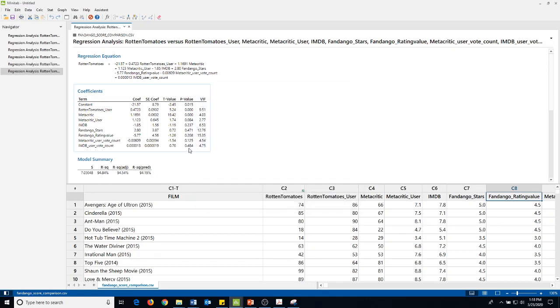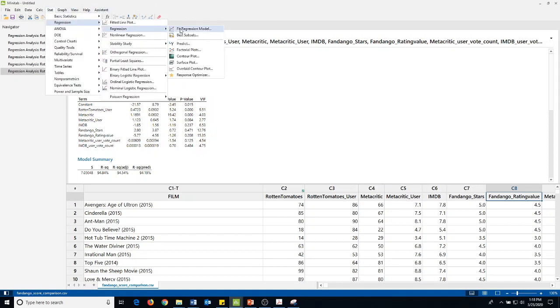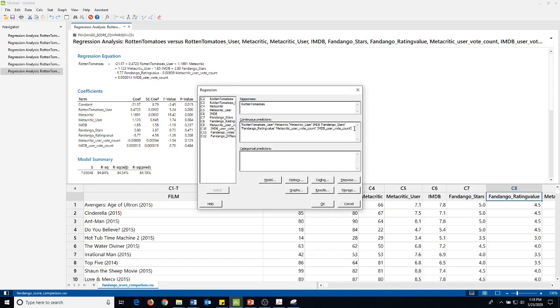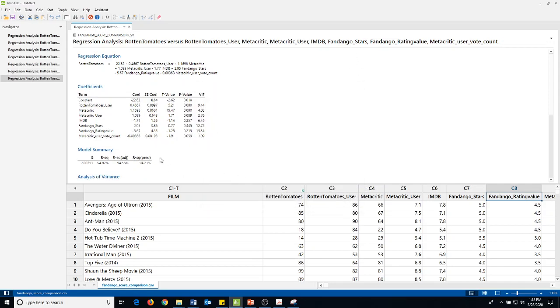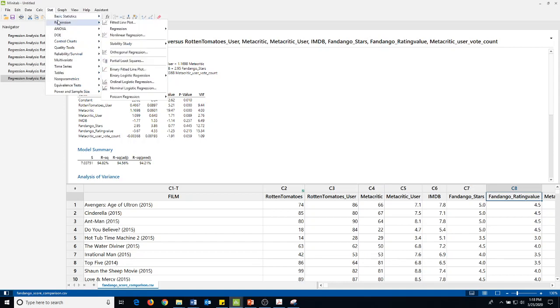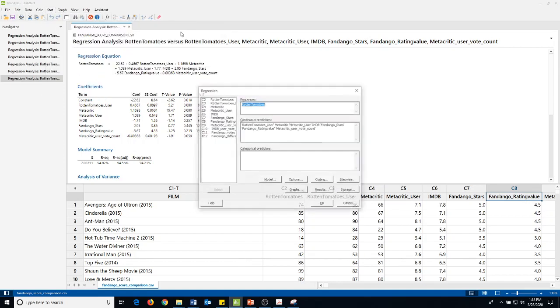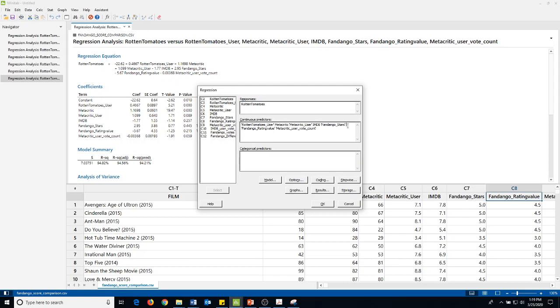It looks like the next highest is the IMDb user vote count, which I guess makes sense. The number of people who voted for a particular movie perhaps doesn't really matter too much in the score. I mean, maybe the better movies more people would vote for. And then it looks like I threw out the Fandango stars. That doesn't really help me as much. So I'll see if I can remove the Fandango stars and still keep going.